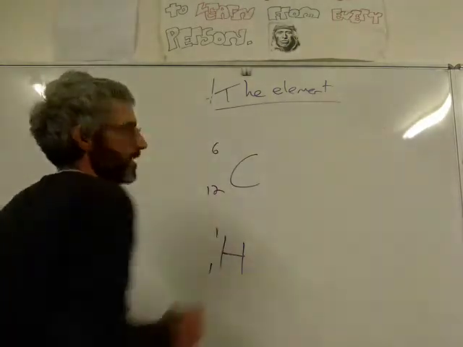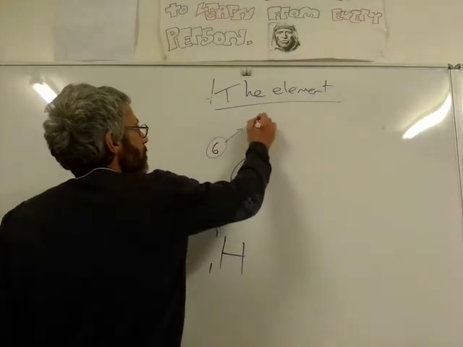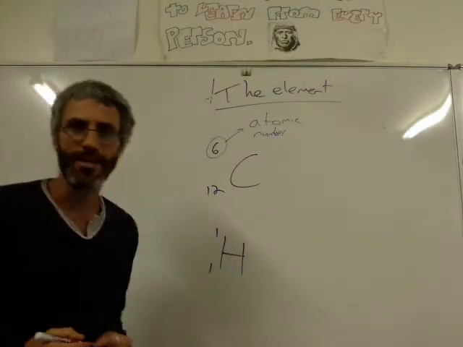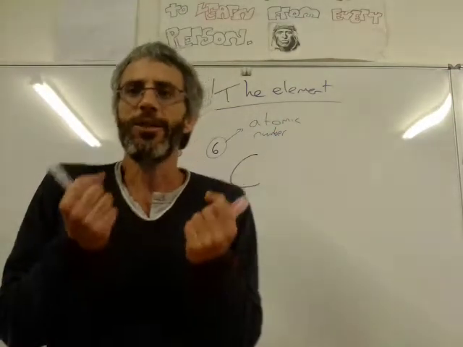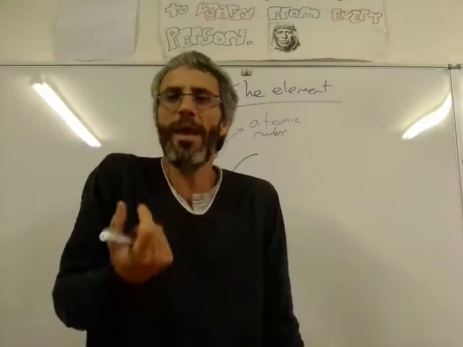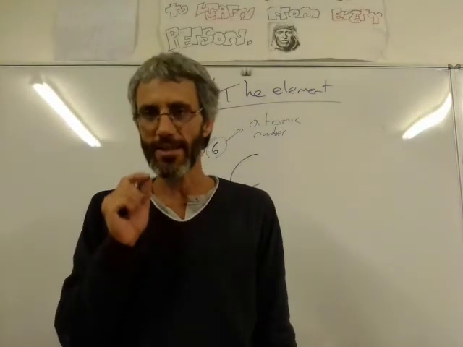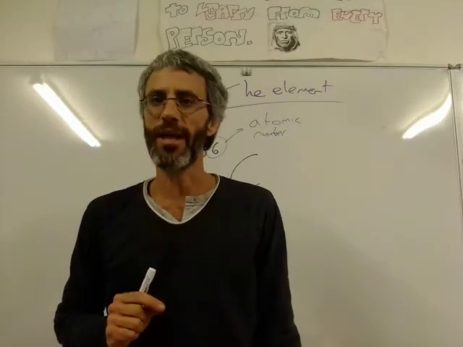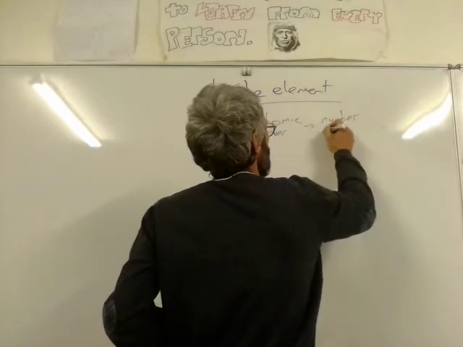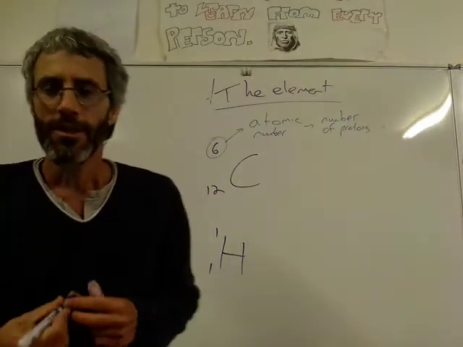So let's look at carbon. C is carbon. Okay. What does 6 mean? What is this 6? That's called the atomic number. And what is the atomic number? The atomic number is basically what makes the element that element. What makes carbon different to nitrogen or to oxygen? Well, it turns out what makes it carbon is how many protons it has. So it's the number of protons.